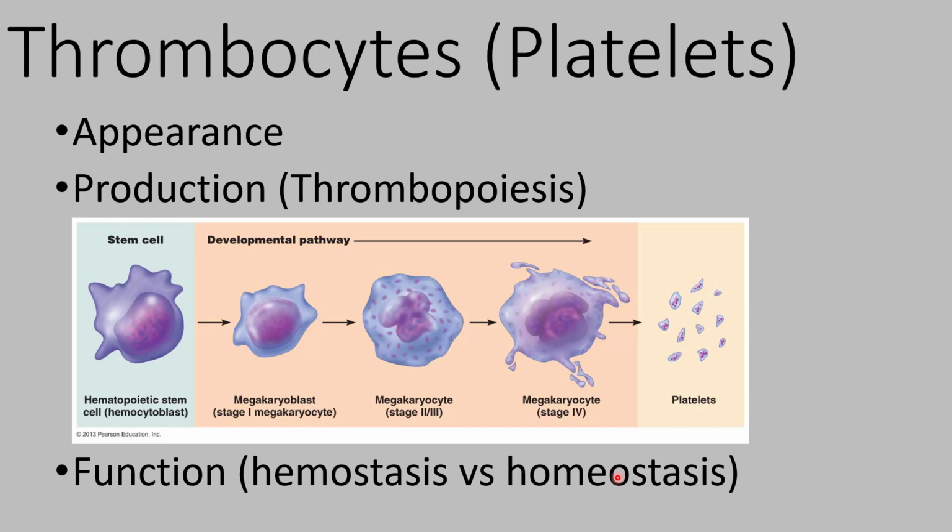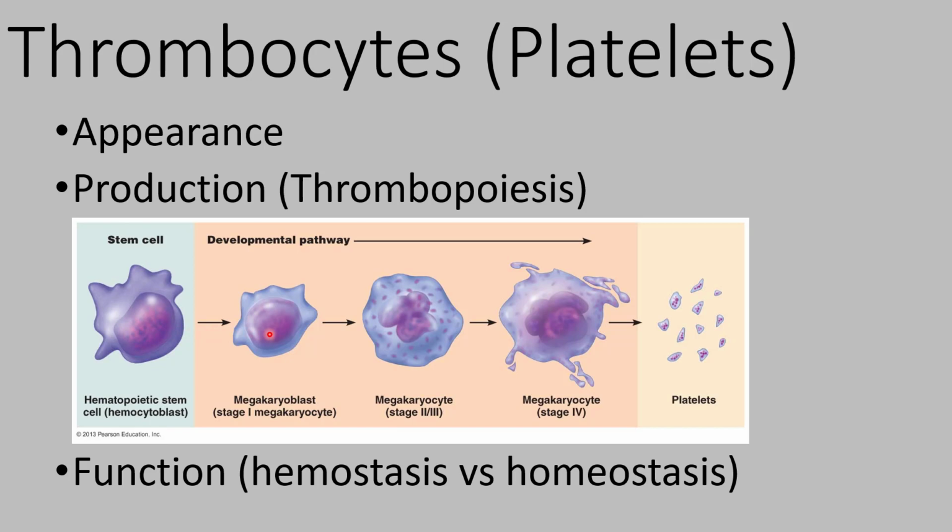So where do they come from? How are they produced? Like every other formed element that we've talked about so far, they begin with a hematopoietic stem cell, a hemocytoblast, the same stem cell that red blood cells and white blood cells come from. So erythrocytes, leukocytes, and thrombocytes all come from a hematopoietic stem cell, a hemocytoblast. When we are going to make thrombocytes, when we're going to make platelets, this stem cell divides. One of the two cells that results remains a stem cell. The other becomes something called a megakaryoblast.